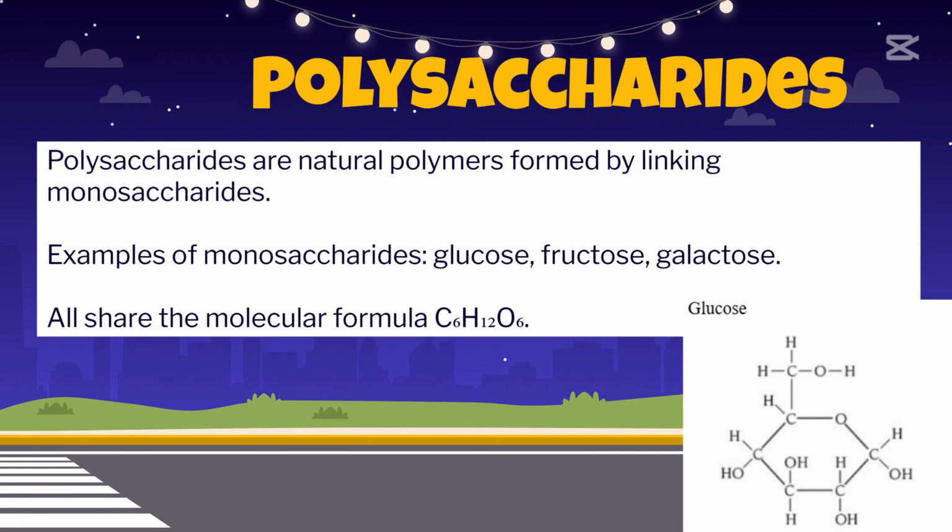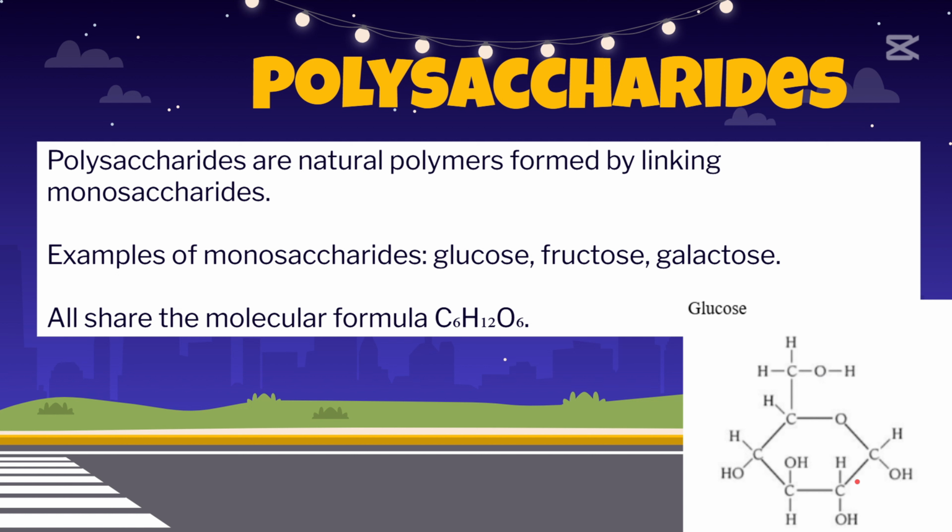Now the last one is polysaccharides, and polysaccharides are natural polymers formed by linking monosaccharides together. So some examples of monosaccharides are glucose, fructose, and galactose, which all share a similar molecular formula of C6H12O6. And this is how our glucose looks. So it's C6, 1, 2, 3, 4, 5, 6, H12O6. This is how glucose looks.